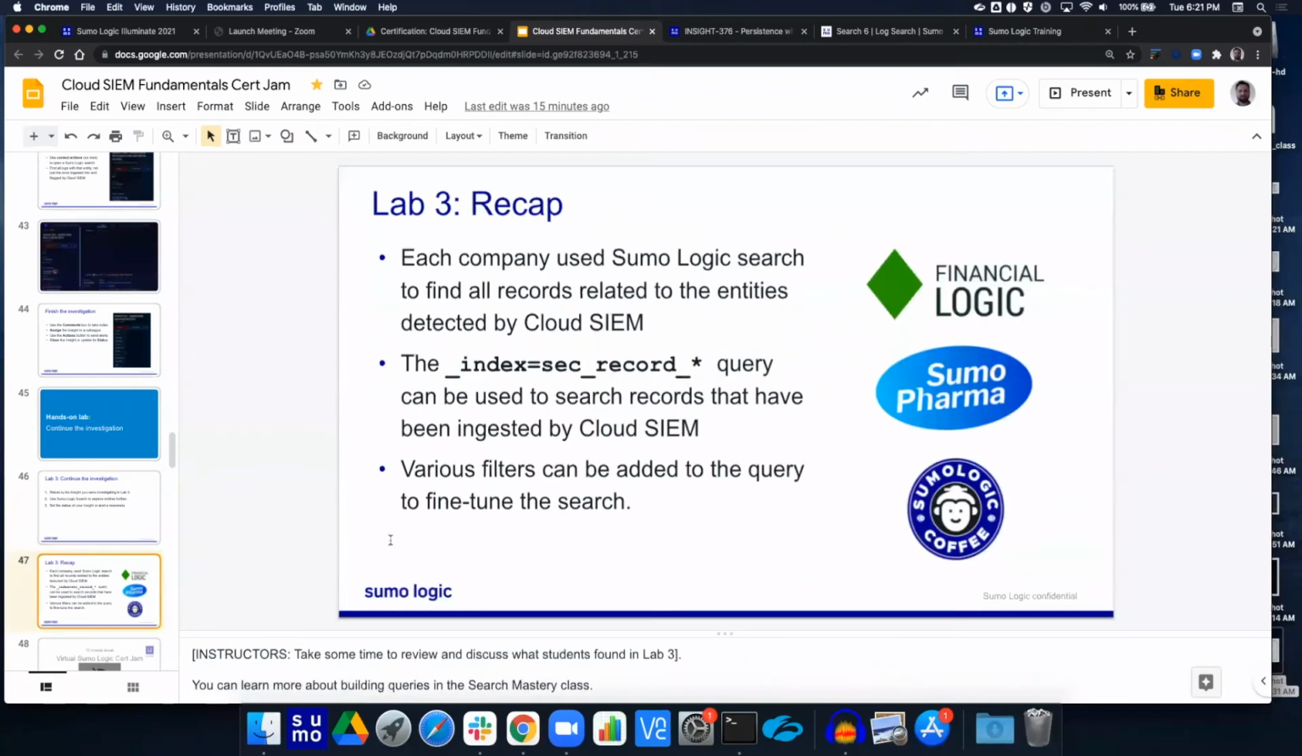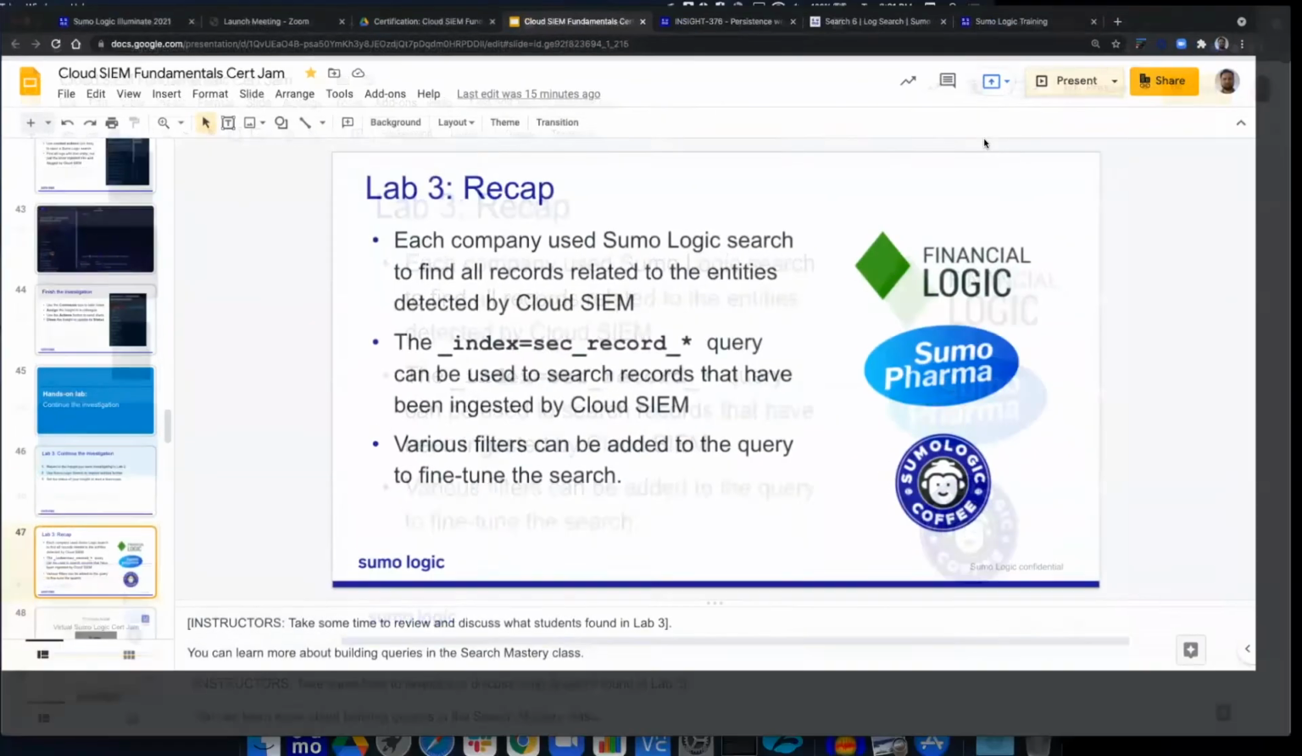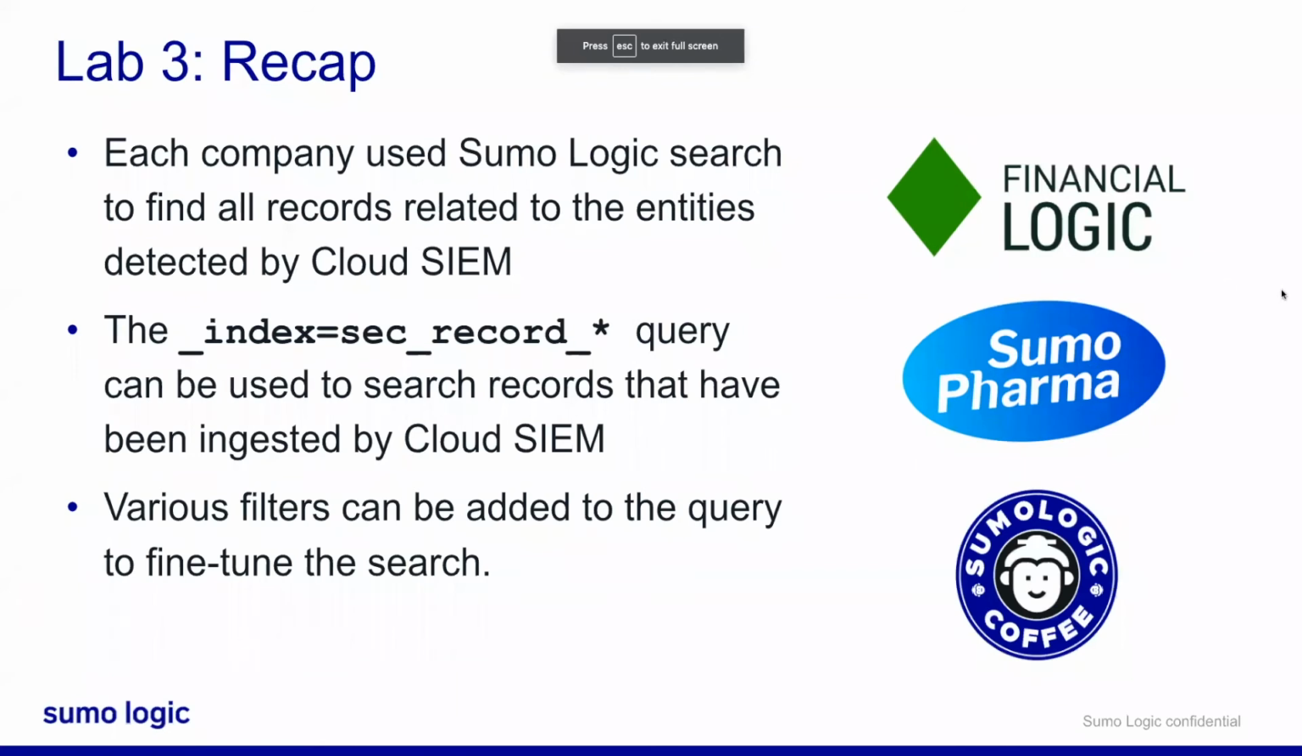What we saw in lab 3 was the following. We used the Sumo Logic search, which was helpful to look at that IP address. We used that index security record as part of the query to look at only that portion that was ingested by CloudSIM. So rather than looking at everything, we wanted to look at just that portion, using it as a bit of filtering, if you will. And then, speaking of filters, we used some filters within the query itself to fine tune it and make it more appropriate to what we specifically wanted.